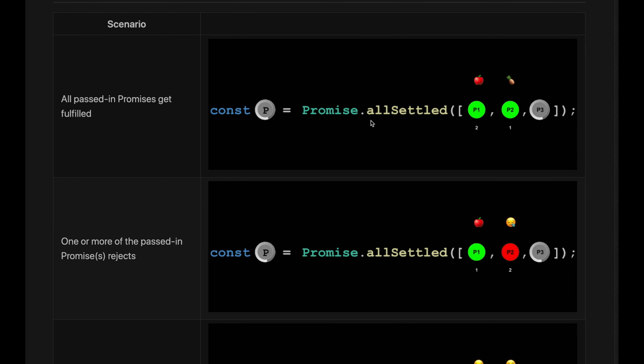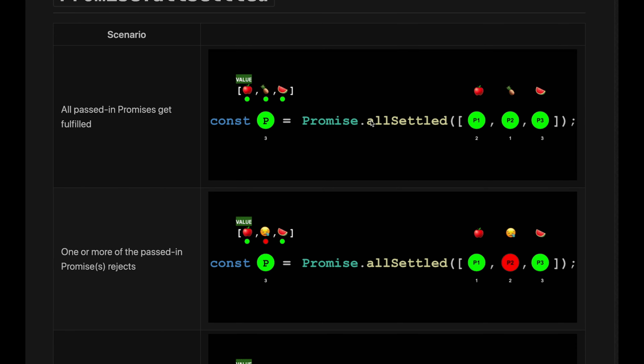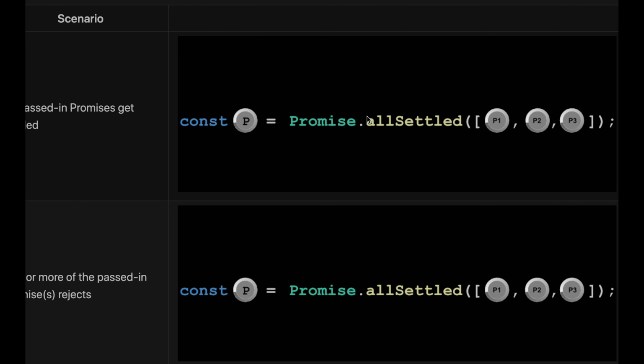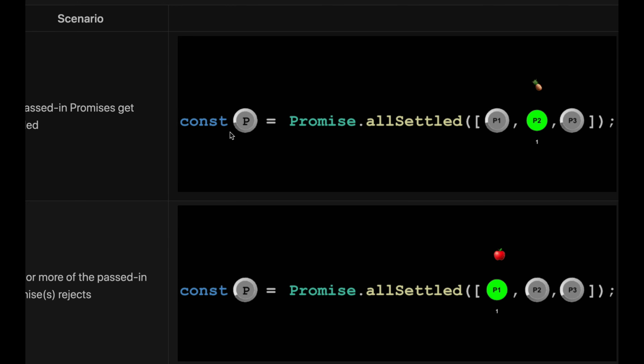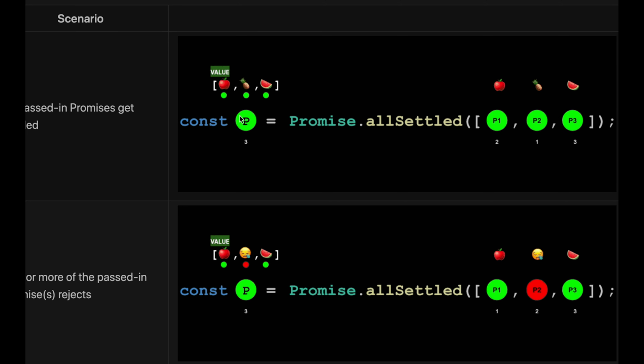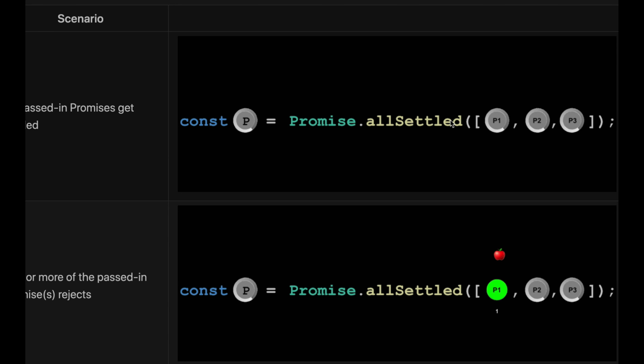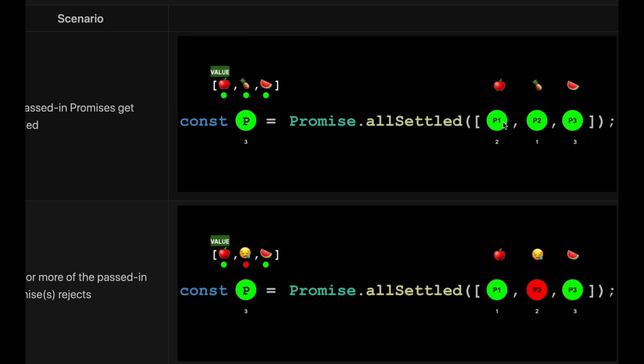Now let's look into the first scenario, and you might have also noticed something strange with the visual representations as well. In the first scenario, all promises get fulfilled, and in the visual representation for the first case, every single promise that starts is in the pending state. And first P2 fulfills, and then P1 fulfills, and then P3 fulfills.